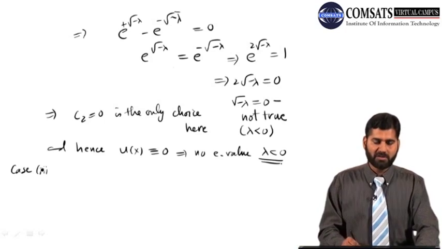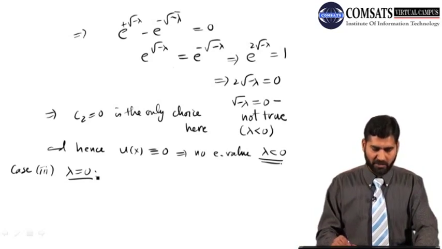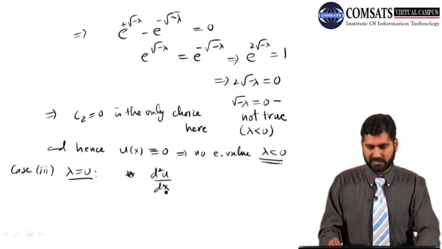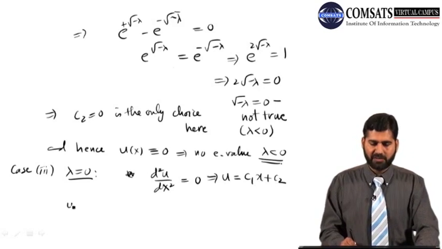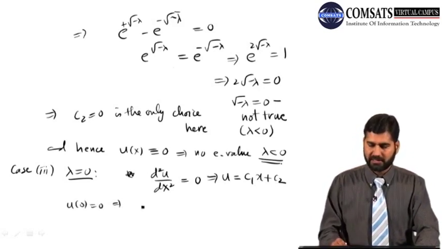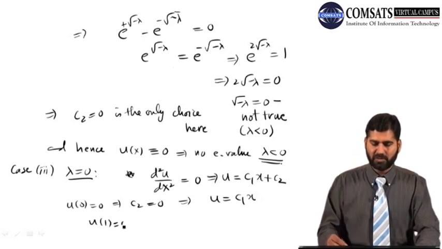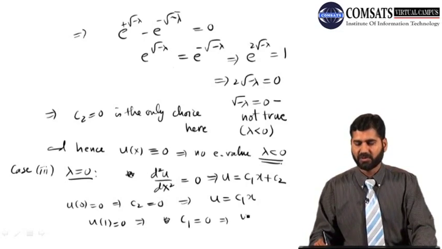Now case 3 is, what about 0? Can 0 be an eigenvalue? For that, your differential equation becomes this. Because lambda is 0, if you integrate it twice, you will get c1 x plus c2. So again, if u of 0 is equal to 0, this will make c2 equal to 0. So your u becomes just c1 x. Now u at 1 is equal to 0, which implies that c1 equal to 0.